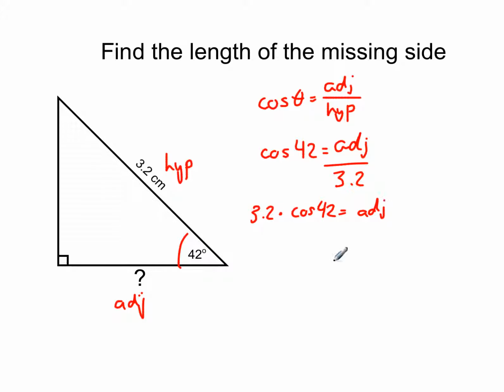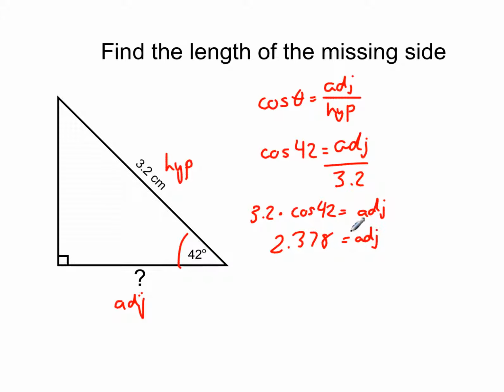And we can solve for our adjacent side length. So type this all into your calculator. Cosine of 42 will come out to be 0.743, and so on, but keep all those decimals so that you get a final answer. When multiplied by the 3.2, you'll get 2.378.